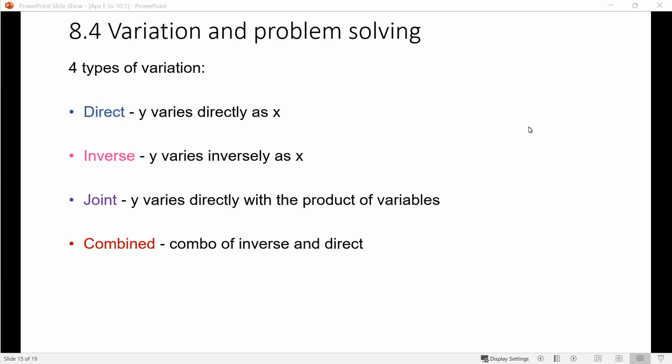Hi students, today we're going to do section 8.4, which is variation and problem solving. We're going to cover 4 basic types of variation.